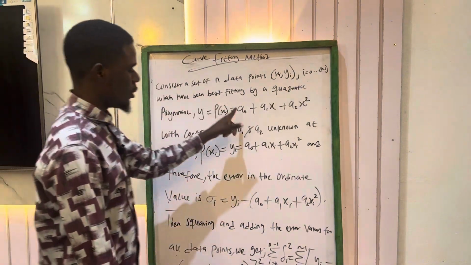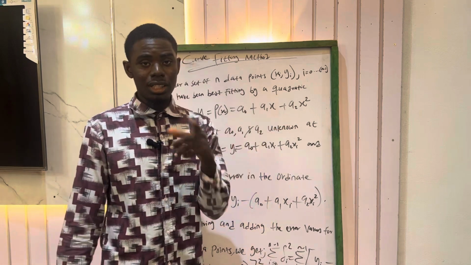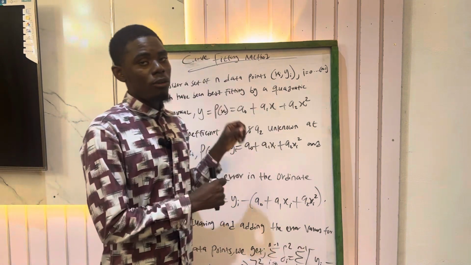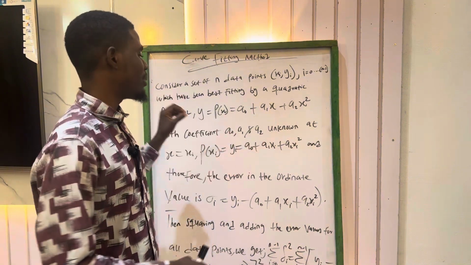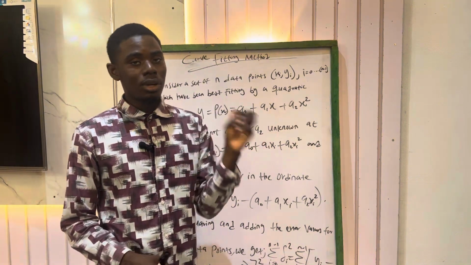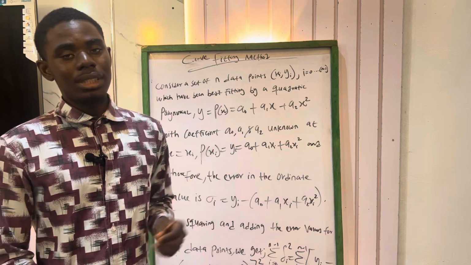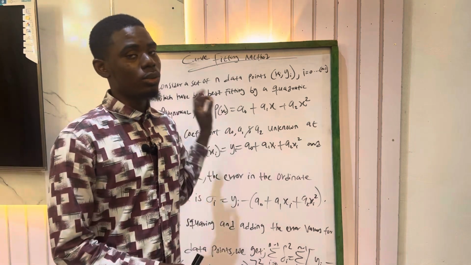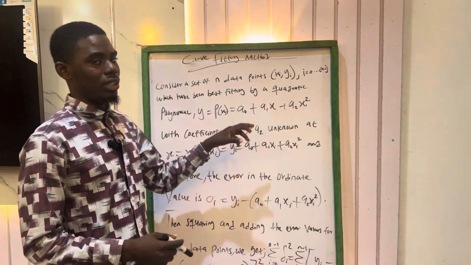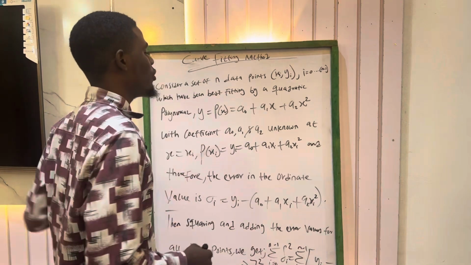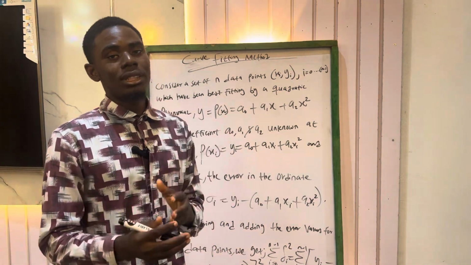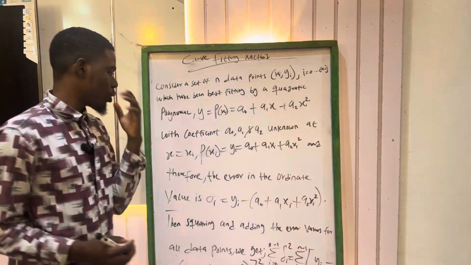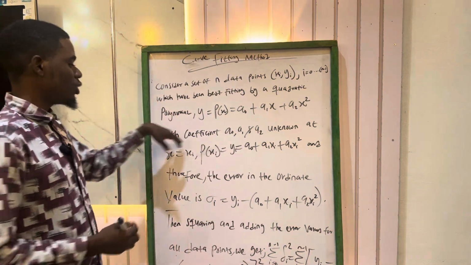Remember that we don't know what a naught is, we don't know what a1 is, we don't know what a2 is. The main aim of applying this method is that if you can get these coefficients, if you can get a naught, a1 and a2, then slotting those values back into this equation, we can see that we've already gotten the polynomial equation, the equation that best represents the curve.